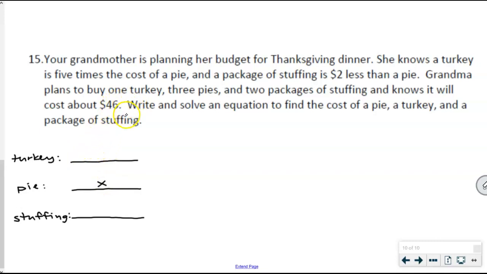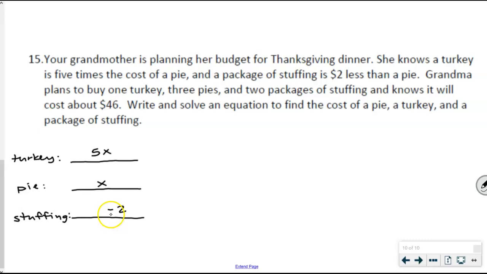Please think about what you're saying. 5 times the cost of a pie. Is it really going to be 2X? Is it really going to be 3X? If it's 5 times the cost of a pie, it's going to be 5X. Thank you. And stuffing is $2 less than a pie. How do I show $2 less than a pie? CJ? Not just minus 2.